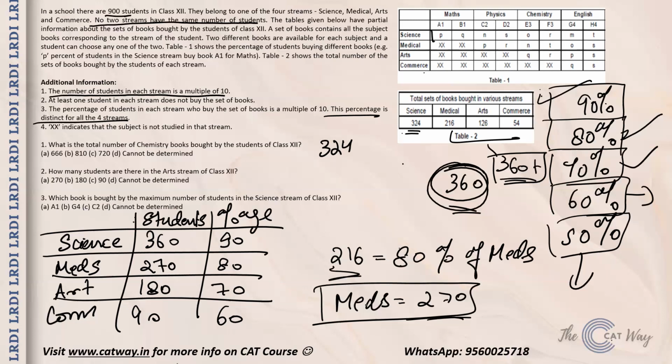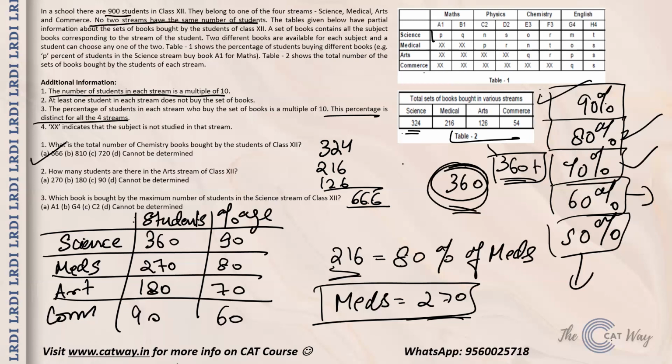Now in medical, 216 books have been bought, and in arts there are 126 books that have been bought. Now the summation of this is 660, and that will be the right answer because commerce students are not going to study chemistry. So 666, option A is the right answer.